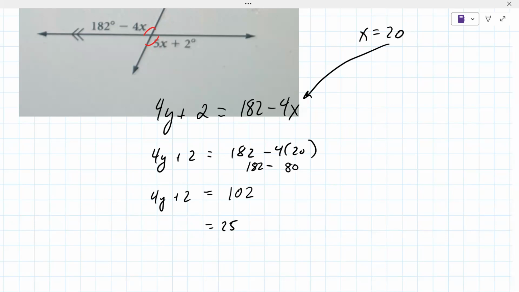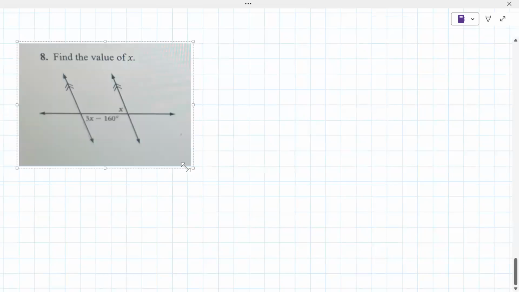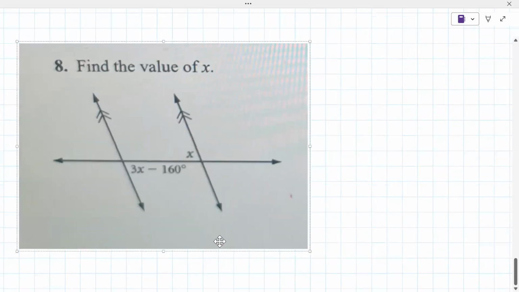Okay, let me give you another problem to solve here. I want you to solve for x, please. Find the value of it.